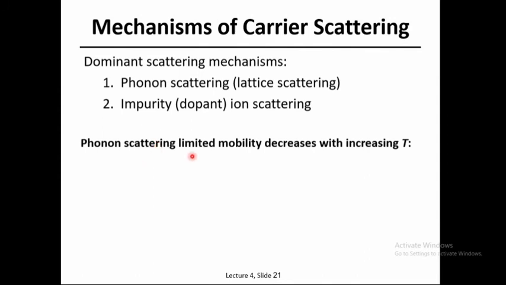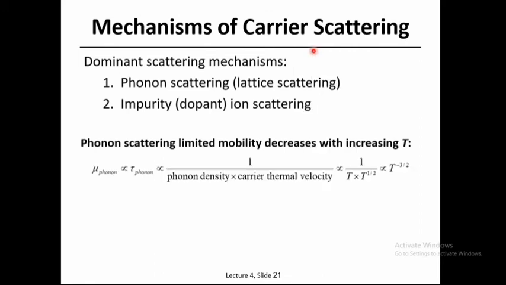So phonon scattering limits mobility, and mobility decreases with increasing temperature. As you noticed when we presented the temperature on the chart before, I showed you that the mobility decreases with increasing temperature. So in this case, the phonon mobility is proportional to the phonon scattering time, which is proportional to 1 over the phonon density times the thermal velocity. So it's proportional to temperature to the minus 3 over 2.